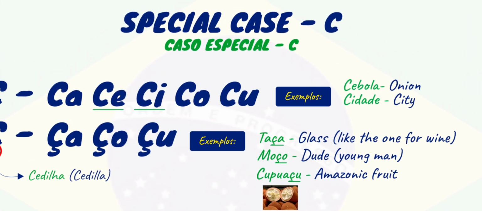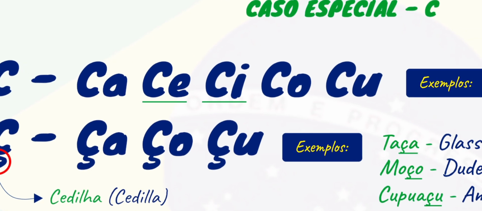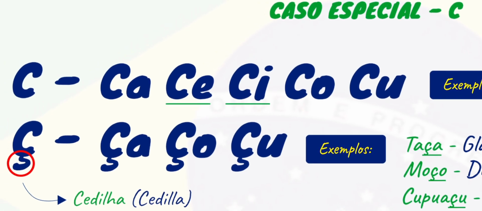So, special case C, caso especial C. Here we have the family of C. So we have Ka, Ko, Ku. And what about the CE and CI? These syllables have sounds similar to English. It's not Ke, Ki. It's Se, Si. So Ka, Se, Si, Ko, Ku.